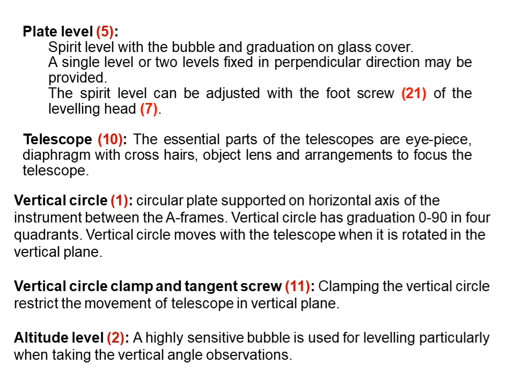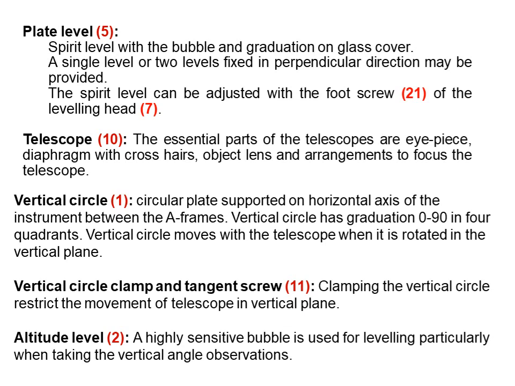Then the vertical circle. The circular plate is supported on the horizontal axis of the instrument between the A-frames. The vertical circle has graduations ranging from 0 to 90 degrees in 4 quadrants. The vertical circle moves with the telescope when it is rotated in the vertical plane. Then the vertical circle clamp and tangent screw. Clamping the vertical circle restricts the movement of the telescope in the vertical plane, whereas the tangent screw allows some movement in the vernier C and vernier D.